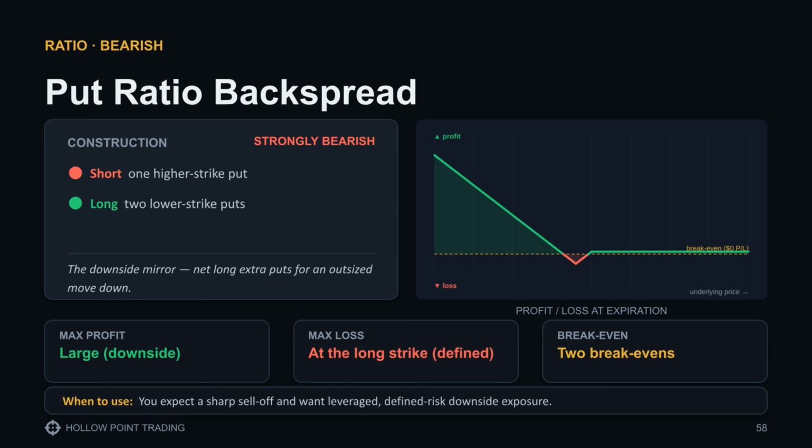The put ratio backspread is the bearish mirror of the call ratio. It involves shorting one higher strike put and longing two lower strike puts. This provides outsized move potential if the stock drops sharply. It is a leveraged, defined risk strategy used for downside exposure.